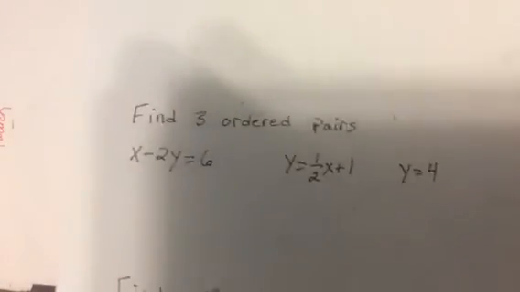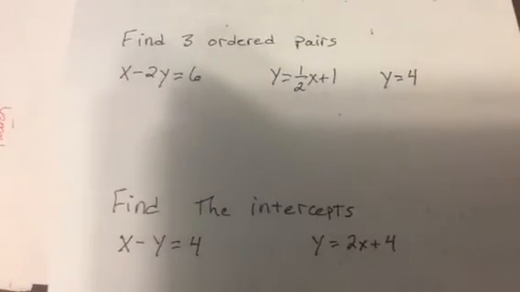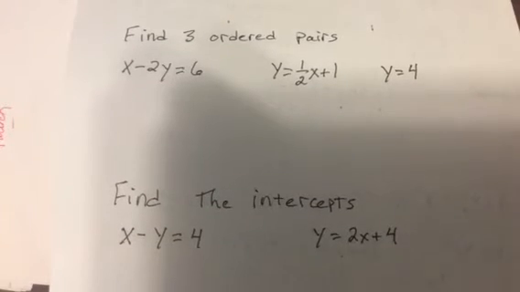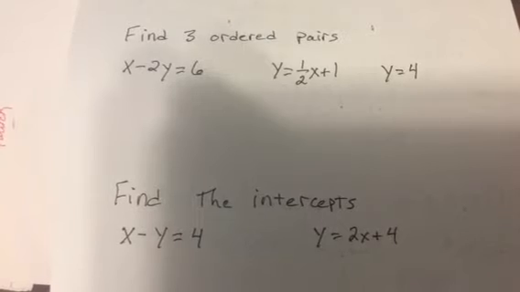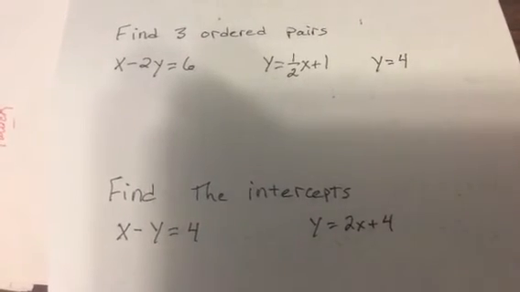Then we got 2 more little problems. Hey, they fit on the page, too. So, find the 3 ordered pairs. Now, that's an infinite number of answers, so you'll probably get different ones than I do. And intercepts. So, do that now and then turn it back on.